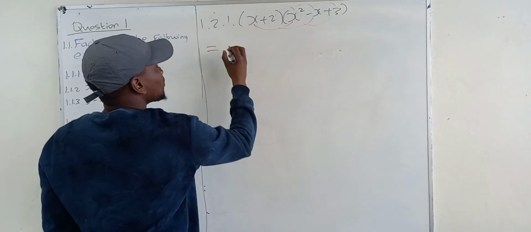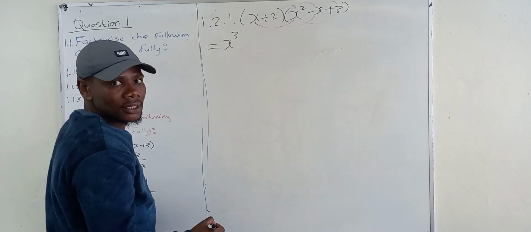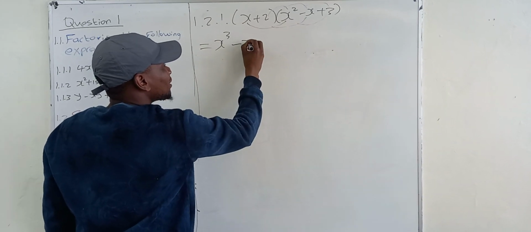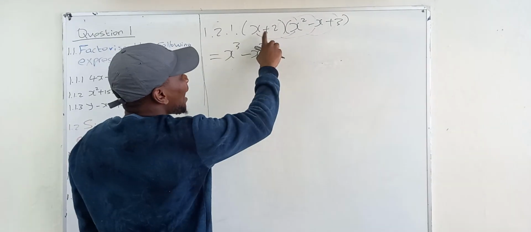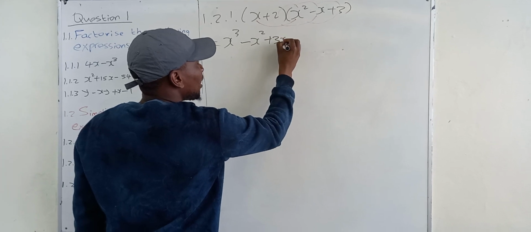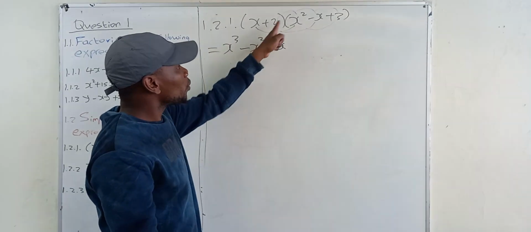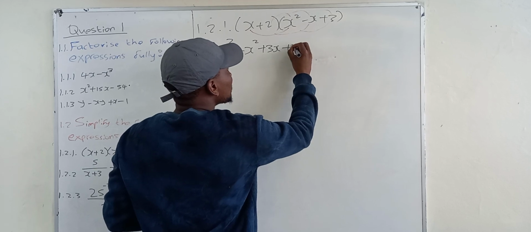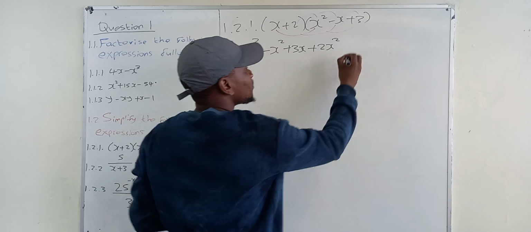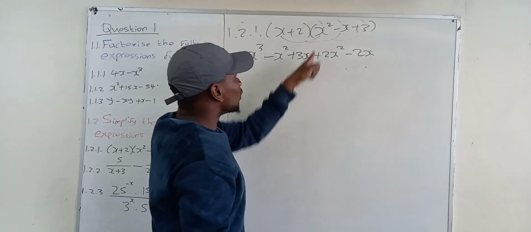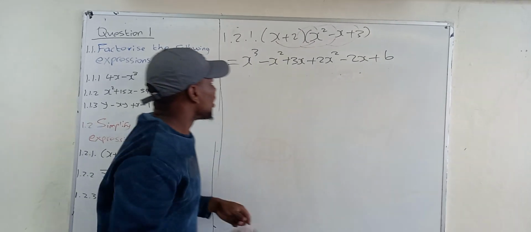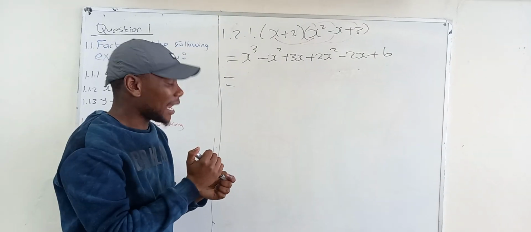X into x squared is what? X cubed. X into minus x is minus x squared. X into positive 3 is what? Positive 3x. Positive 2 into x squared is positive 2x squared. 2 into minus x is minus 2x. 2 into positive 3 is positive 6. Then from here you just collect the like terms.